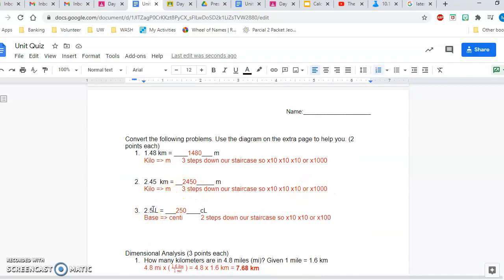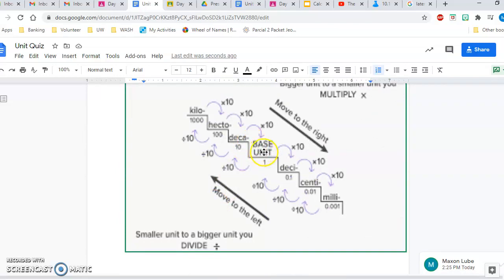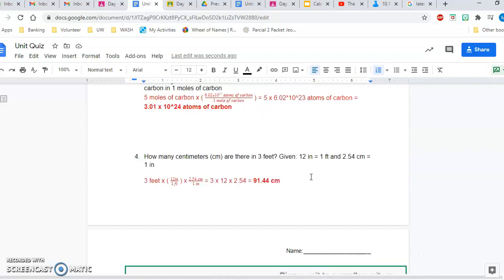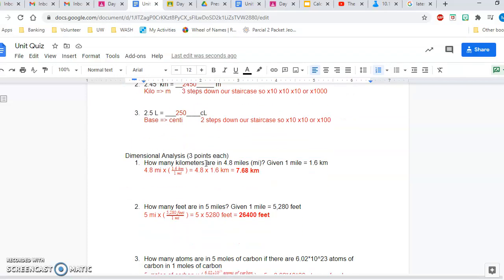And then number 3, we're starting at liters and we're going to centiliters. So if we start at liters, we're starting in the middle. And if we want to go to centi, we're going to multiply by 10, multiply by 10. So that would get us to multiplying by 10 or 100. That's the same thing. So 2.5 times 100 is 250. So those are how we walked through those, or how I did those ones.